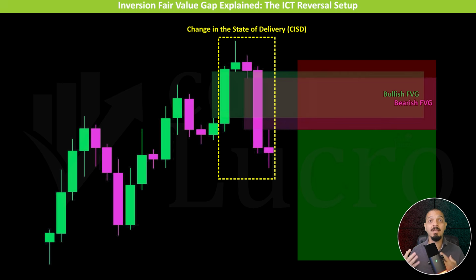In practice, the real edge does not come from the inversion itself, but from the context surrounding it. When an inversion fair value gap appears after a liquidity grab or inside a higher time frame level, the setup gains much stronger meaning. By combining liquidity, market structure, and multi-time frame analysis, traders can filter out weak signals and focus only on the highest probability opportunities.